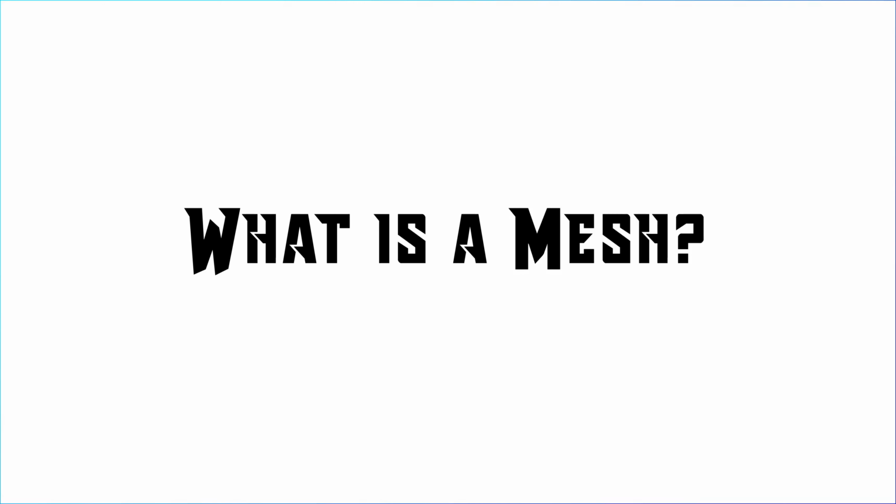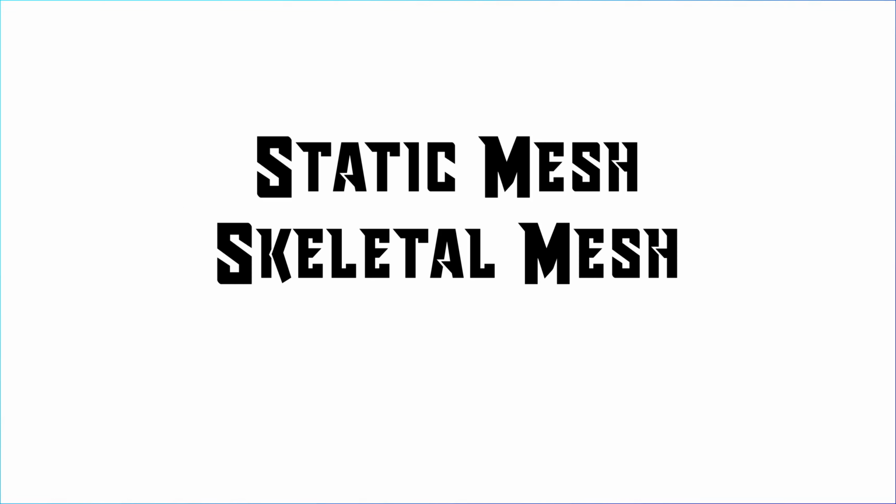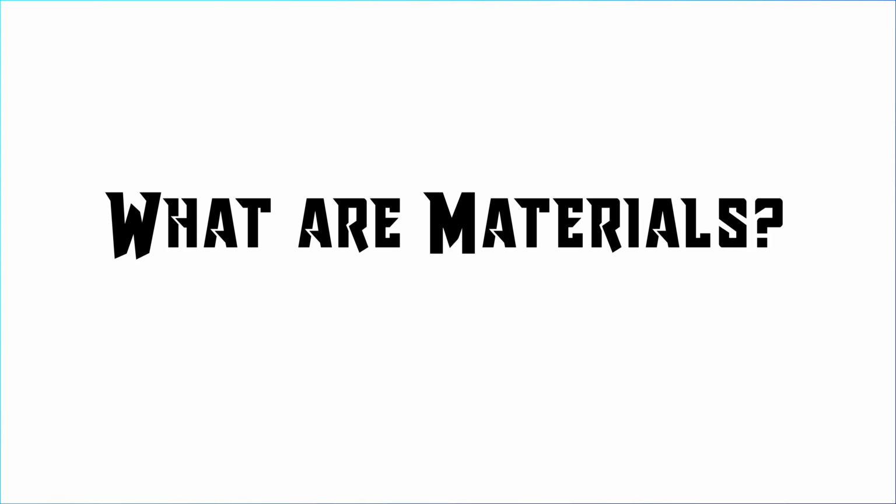So what is a mesh? A mesh is a 3D model imported into Unreal Engine. There are two main types of meshes, static and skeletal. A static mesh is typically used as a building prop for the environment in your level. A skeletal mesh, on the other hand, can be used for gameplay actors like characters, vehicles, weapons, and certain animated items or props.